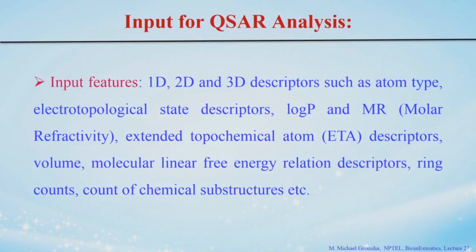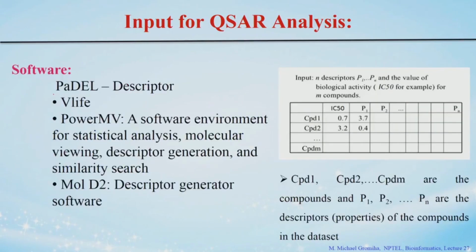You can see the different types of QSARs, maybe 1D descriptors, 2D descriptors and 3D descriptors, or atom type, log P, molecular refractivity, different types of parameters we can derive. They discuss different methods like PaDEL or V Life, or PowerMV. These are the various software available. If you give your compound in SMILES format, or with the molecular formula or the structure formula, it will provide all the data.